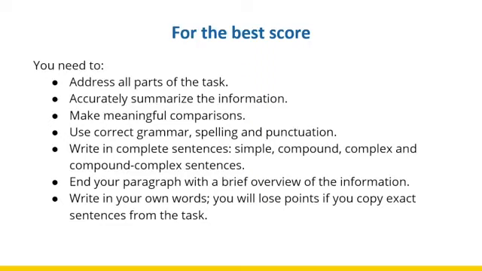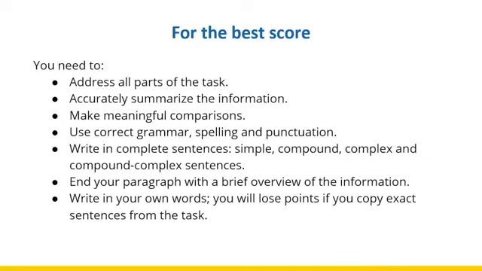Also use correct grammar, spelling, and punctuation, and writing complete sentences. So our complete sentences, as you remember, probably you studied in your grammar class, we have 4 different types of sentences such as simple, compound, complex, and compound complex sentences. In order to get a better score, you have to make sure you have one of each at least. And try to end your paragraph with a brief overview of the information. So for example, if you're writing your body paragraphs, and you have only one body paragraph or 2, try to end them with a brief overview of each paragraph and what you're presenting in that body paragraph.